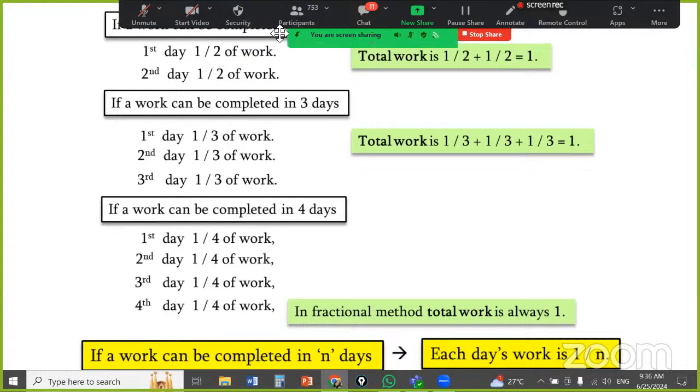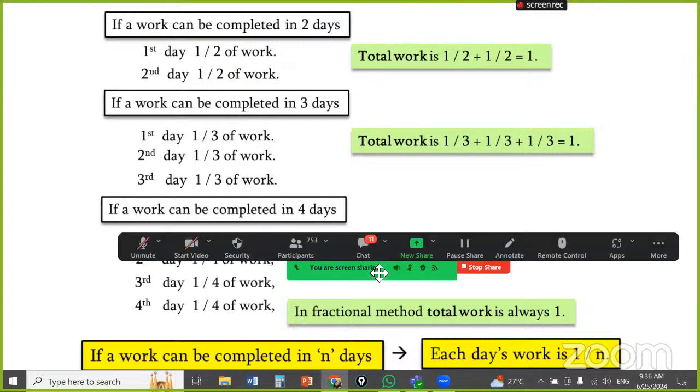So as you can see here, I have given some examples for whatever I told. If a work can be completed in 2 days, then the first day's work will be 1 upon 2. So on the first day he'll be completing half the work. On the second day he'll be completing the remaining 1 by 2 work. So the total work done, adding together, we get 1.